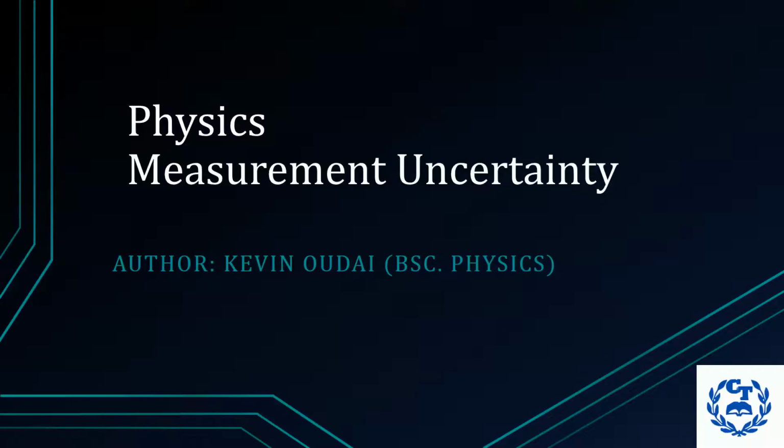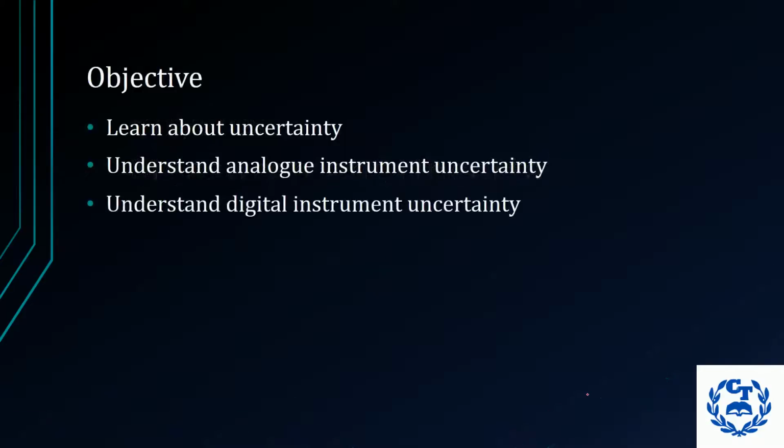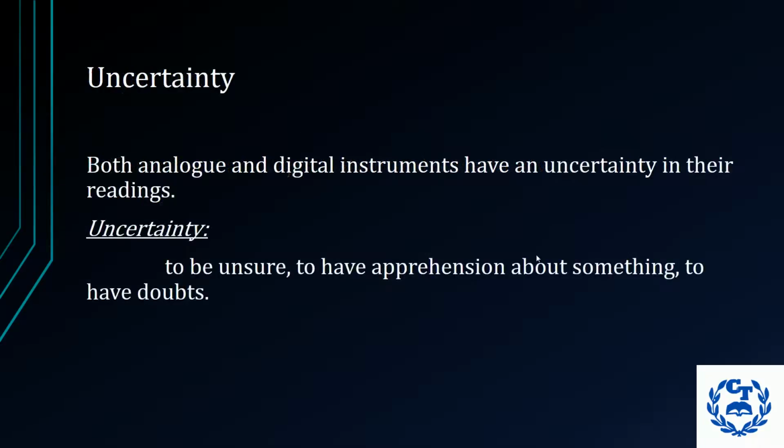In this lesson, we're going to talk about the uncertainty in measurements that you may take with your instrument. So you're going to learn what uncertainty is and why both analog and digital instruments have uncertainty with them. Now, what is uncertainty? Uncertainty is anything that you're unsure about or you have doubts about.